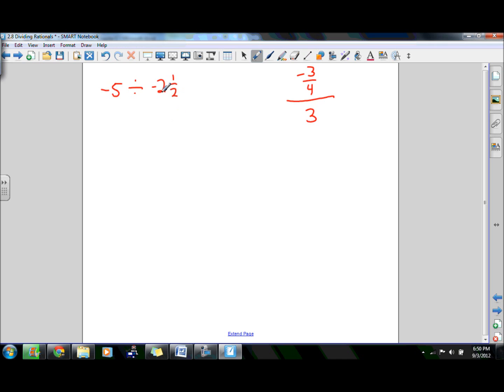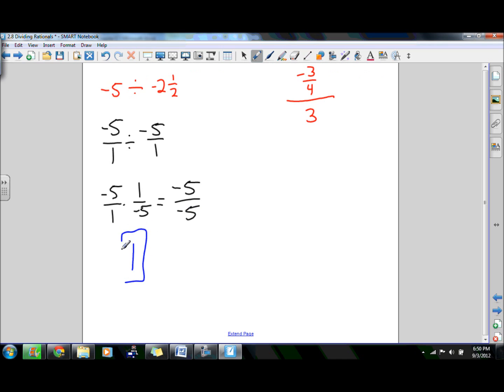This one here, we have 2 times 2 is 4. 4 plus 1 is 5. So this should be negative 5 over 1 divided by negative 5 over 1. We flip the second fraction, get negative 5 over 1 times 1 over negative 5. We get negative 5 over negative 5. And you will be delighted to know that the answer is simply 1. I don't know if delighted is the right word, but I'm going to use delighted.